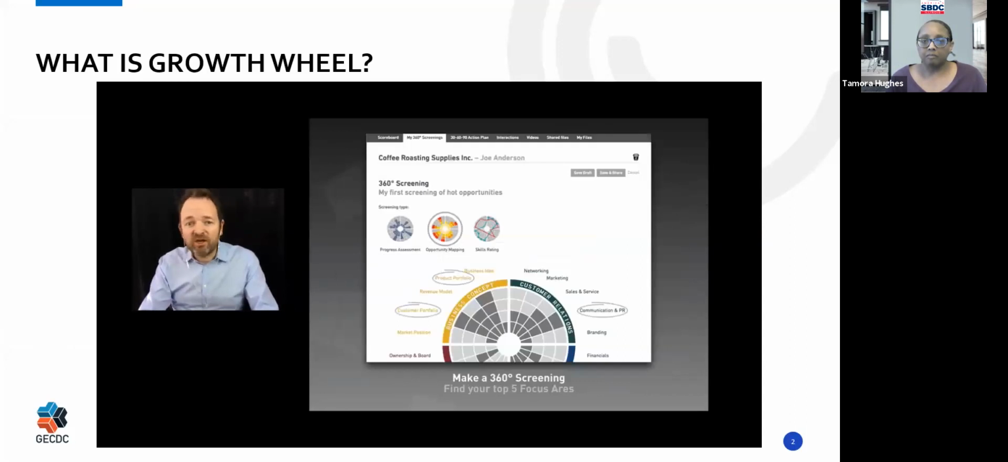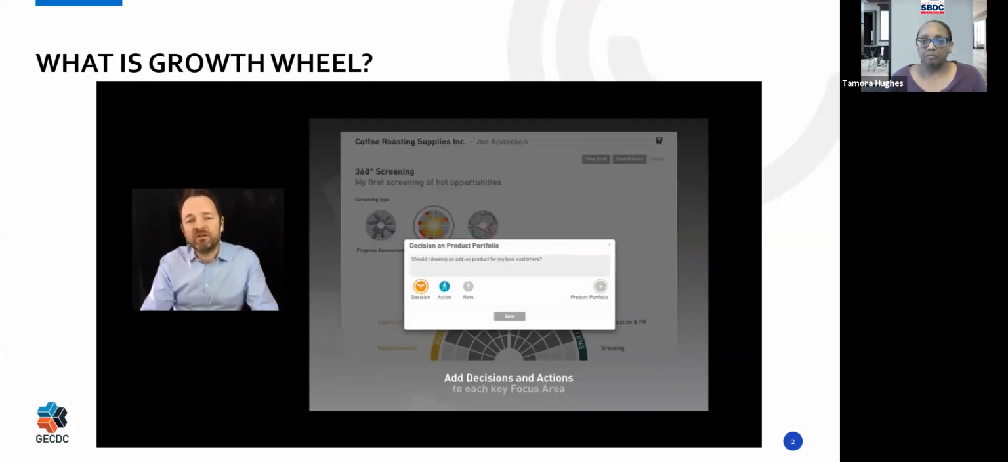On Growth Wheel Online, you can make a 360 screening. In the cloud, you can mark out your top priorities, and when you find out what to focus on, you can add decisions and actions to these focus areas.